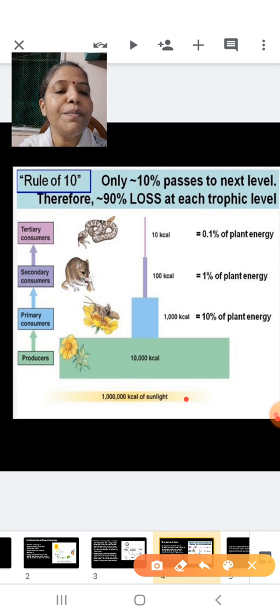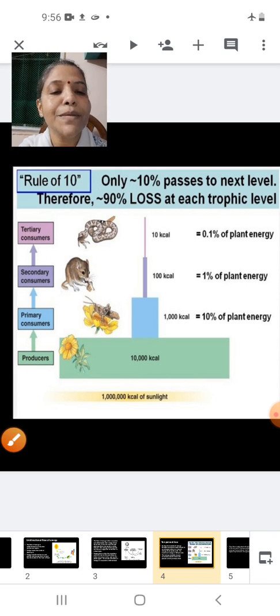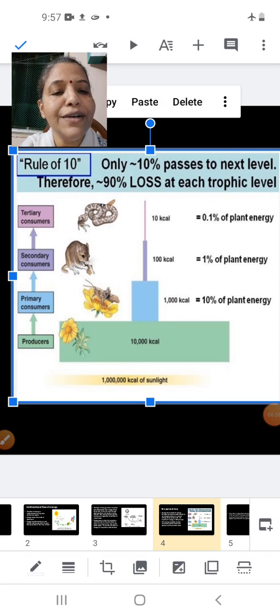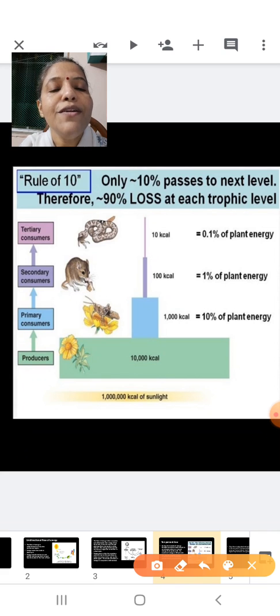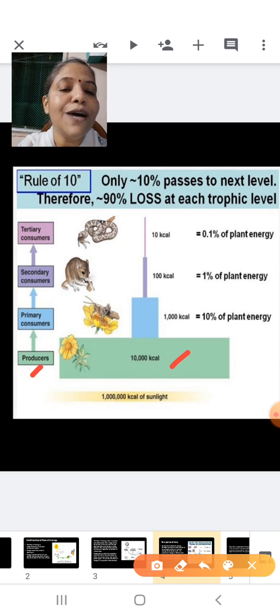So when the plant is preparing its food, now students, you can see that this is the amount of energy which is there in the sunlight. Now after that what is going to happen? From that solar energy, some amount is utilized by the producers to prepare food. So let us take that the producers are making 10,000 kilocalories. 10,000 kilocalories of energy has been trapped and the food has been prepared, and the total amount which is there in the producer is 10,000 kilocalories of food. That is the energy which is there in the food.